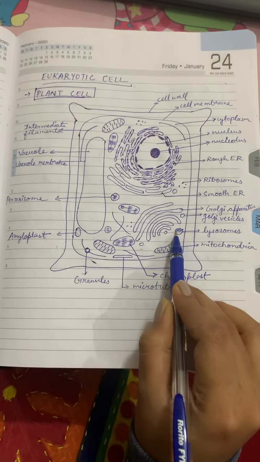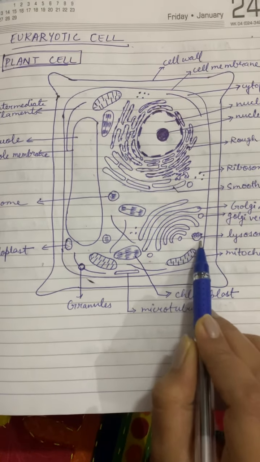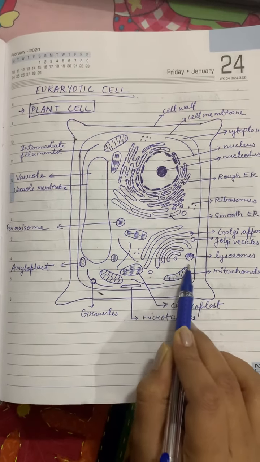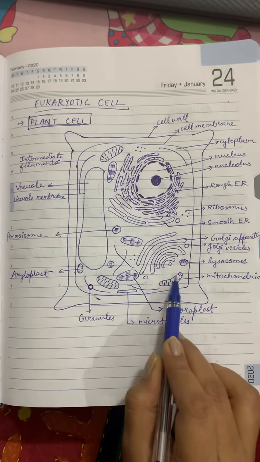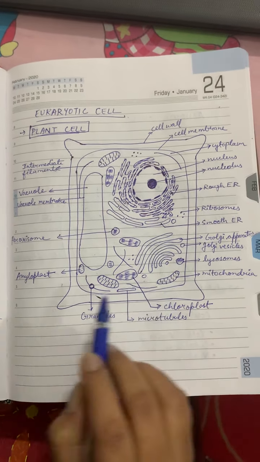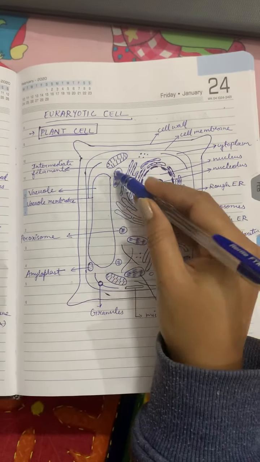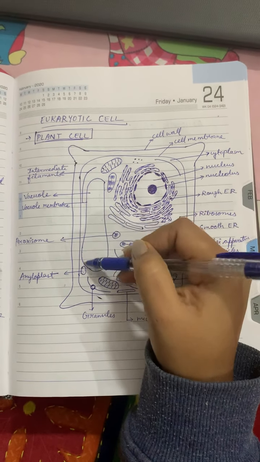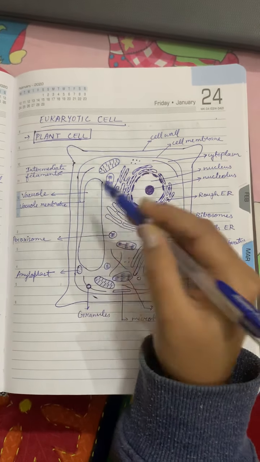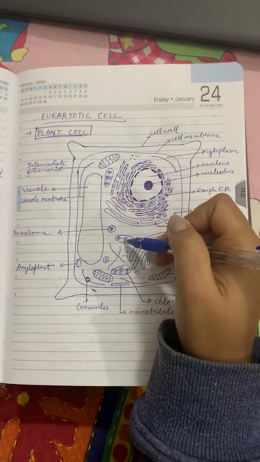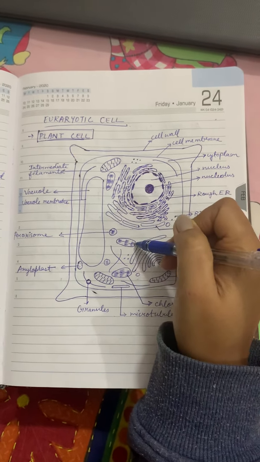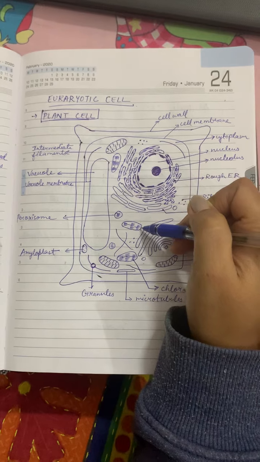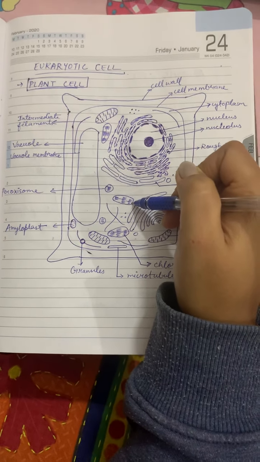This is lysosome, also known as the suicidal bags, and this is the mitochondria, also known as the powerhouse of the cell. Okay, and then this is a big vacuole present. Now this vacuole also has a vacuole membrane. Okay, and as it is a plant cell, this also has chloroplast, which has chlorophyll pigment, and you know the pigment gives the green color of the plant.